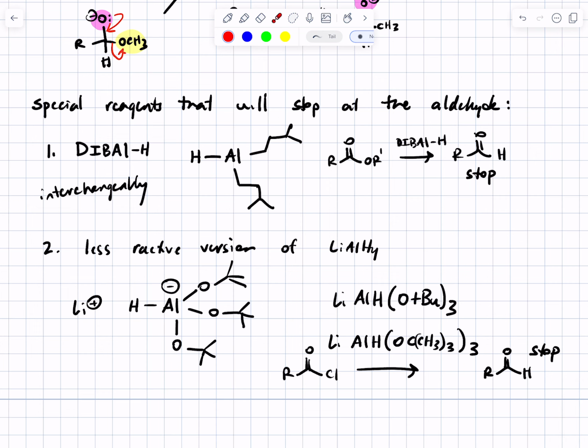You said that these can be used for esters and for acid chlorides. Can they also be used for like thioesters? There's no examples of that in your text, so I don't know. It would be a sensible thing to try, but I just don't know.